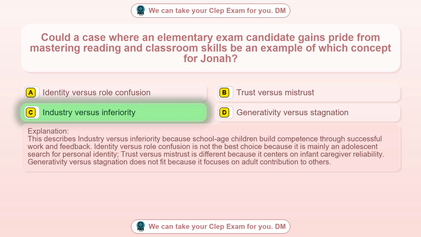This describes industry versus inferiority because school-age children build competence through successful work and feedback. Identity versus role confusion is not the best choice because it is mainly an adolescent search for personal identity. Trust versus mistrust is different because it centers on infant caregiver reliability. Generativity versus stagnation does not fit because it focuses on adult contribution to others.